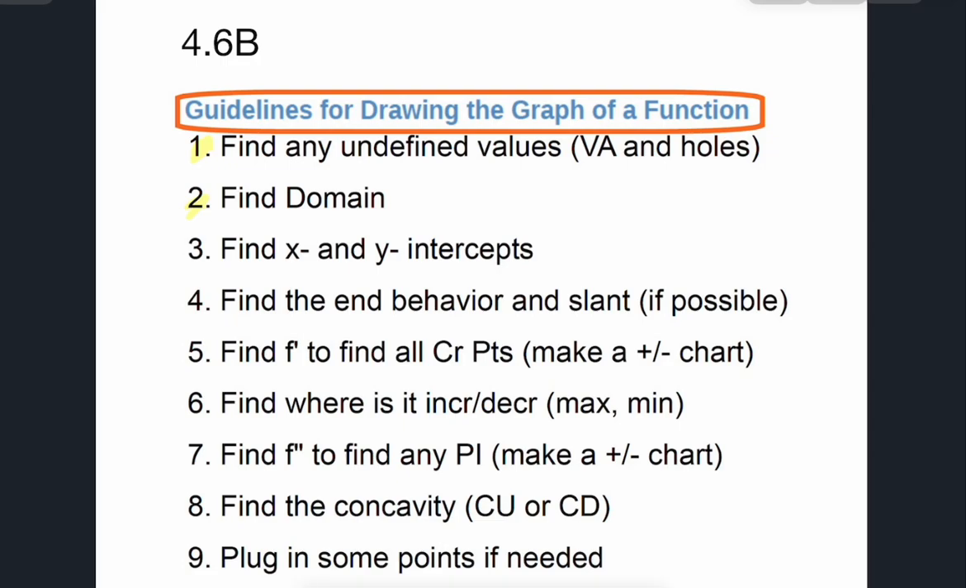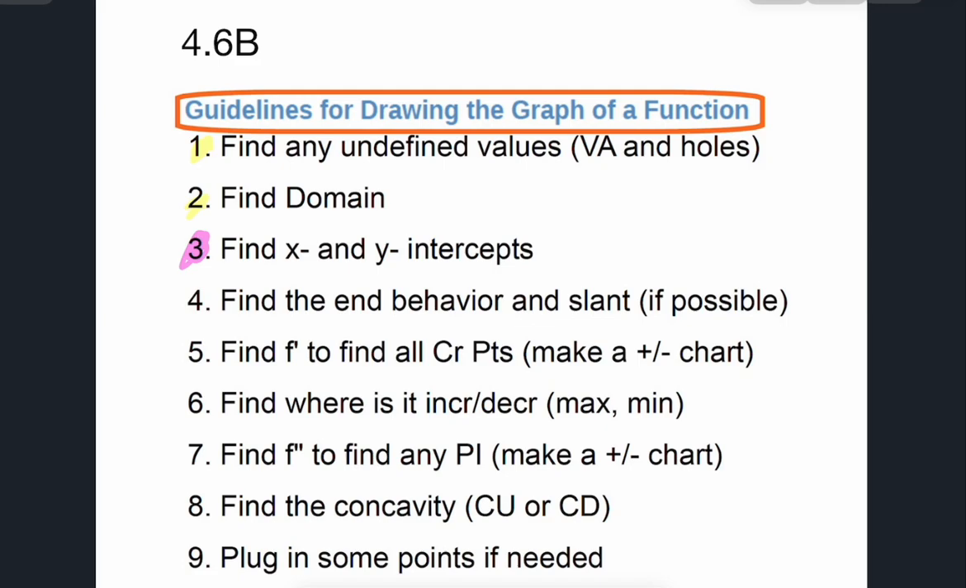The next thing you want to find are the x and y intercepts. We know how to do that. We've been doing that since pre-calc. For your x-intercept, you set the function equal to 0. For the y-intercept, you just plug in 0.